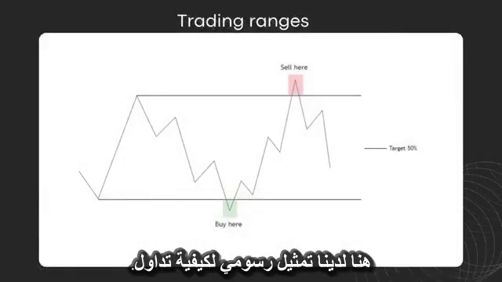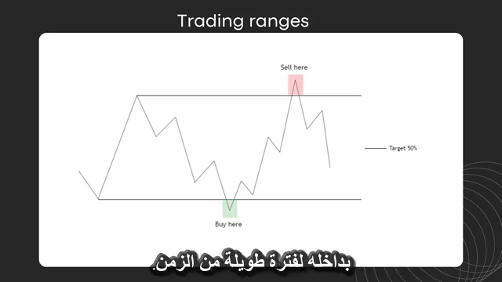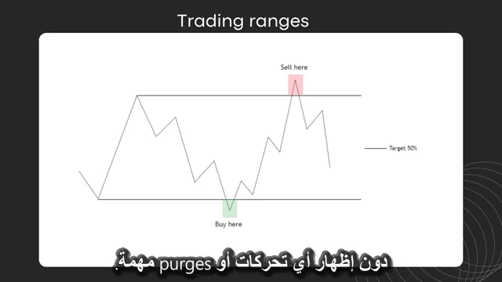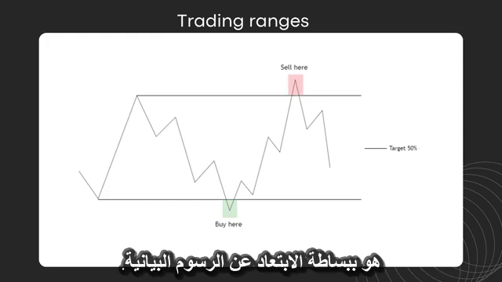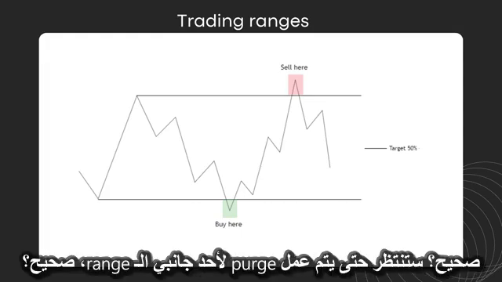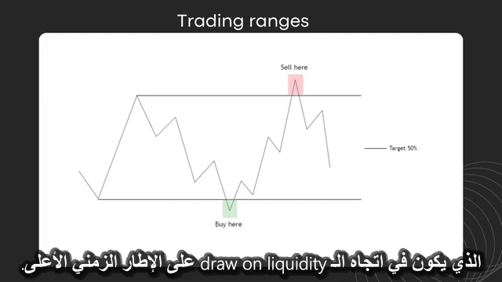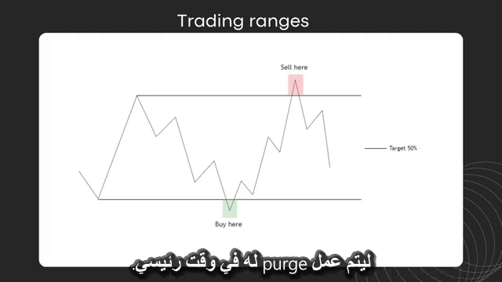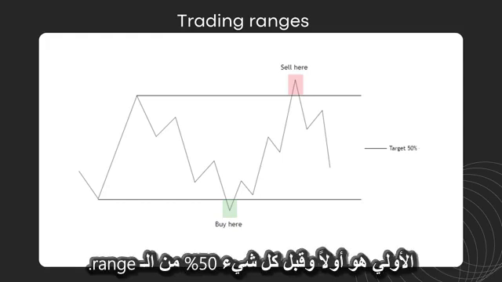Here we've got a graphical representation of how to trade a range. You can see this is a typical range, and price is inside of it over a long period of time without showing any significant moves or purges. So during all of this time, your objective would be to simply stay away from the charts and stop trading, right? You're going to wait for either side of the range to be purged, and you're going to wait for the side which is in the direction of the higher time frame draw on liquidity to be purged at a key time, and once it's purged, only then will you be allowed to trade it, and your initial target is going to be, first of all, the 50% of the range.